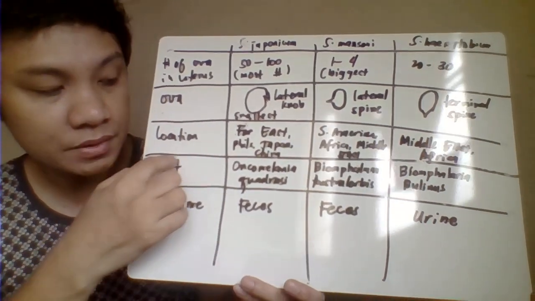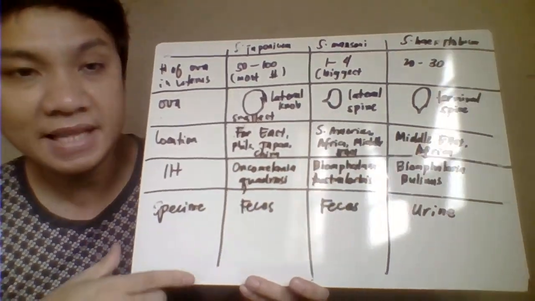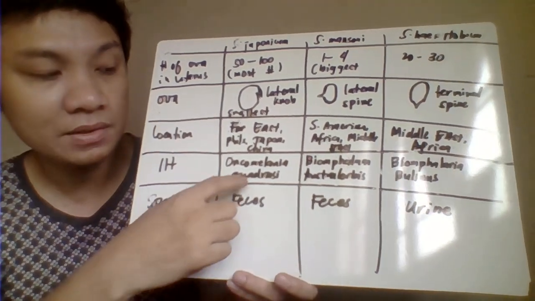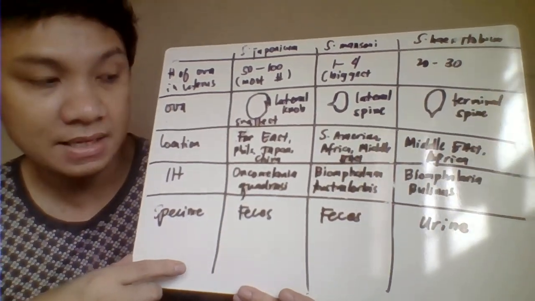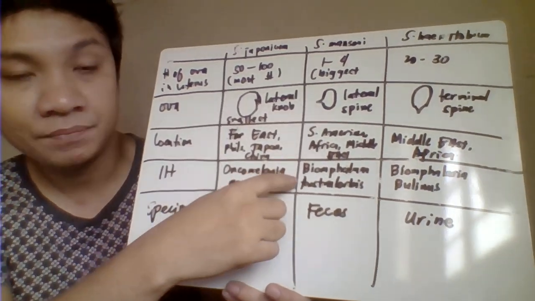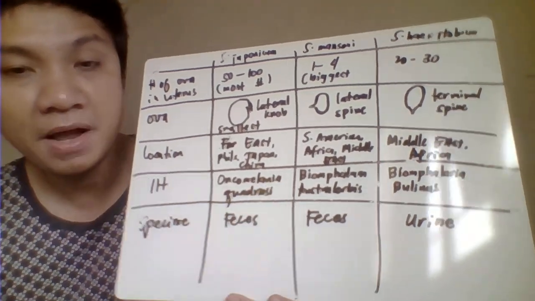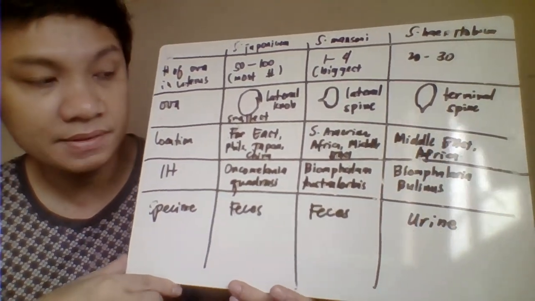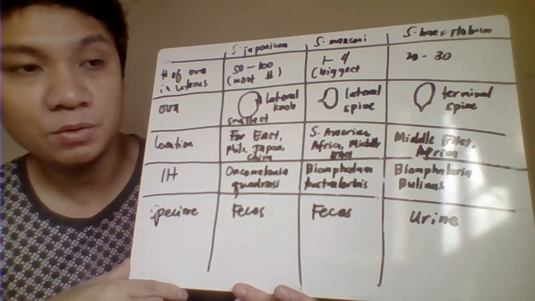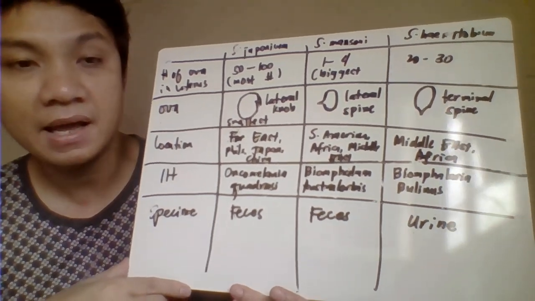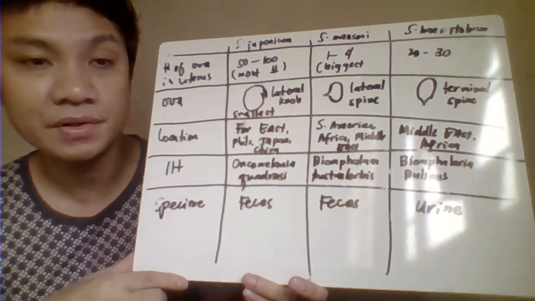The intermediate hosts are actually snails. For Japonicum, that's Oncomelania quadrasi. For Mansoni, we have the genus of snail Biomphalaria, and we have Australorbis. And for haematobium, the genus of snail is Bulinus.